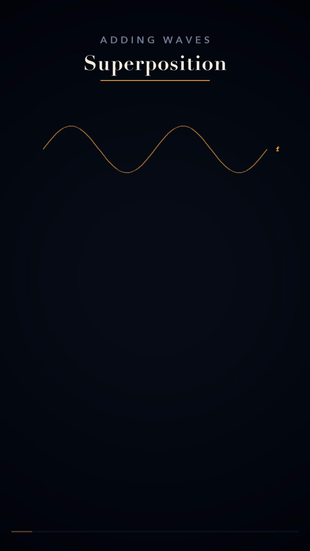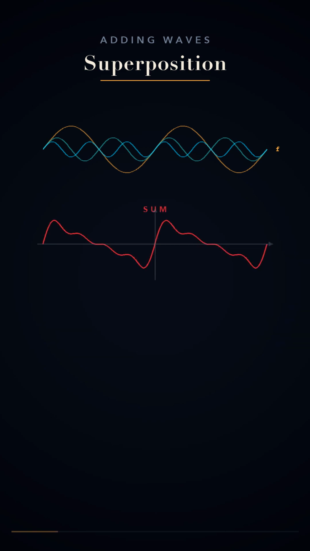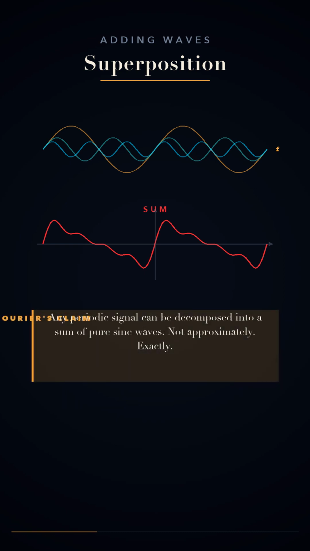So what does the combined wave look like? You add them. Literally. At every instant in time, you take the height of wave 1, the height of wave 2, the height of wave 3, and you add them together. The result is a messy, complicated, jagged waveform that looks nothing like a sine wave. But here is the staggering claim that Fourier made in 1822. Any periodic signal, any signal that repeats, can be decomposed into a sum of pure sine waves. Not approximately. Exactly. No matter how jagged, how spiky, how absurd the shape, there exists a collection of sine waves, each with its own frequency, amplitude, and phase shift, that when added together reproduce it perfectly.